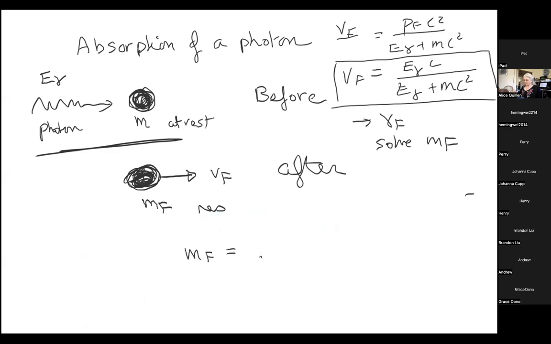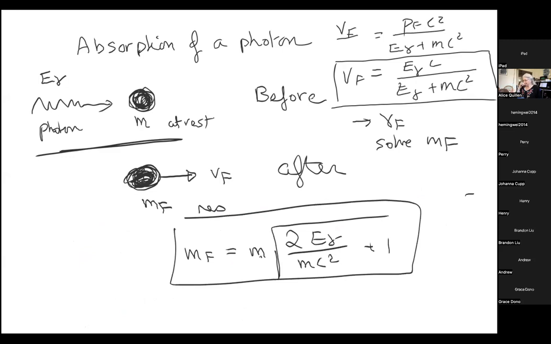It's a little bit of arithmetic, nothing too hard. 2E gamma over MC squared plus 1. So that's this, and that's that. So that illustrates an encounter and how you solve for what happened afterwards based on what you found initially, and also illustrated using energy and momentum of photons. It's like particles.